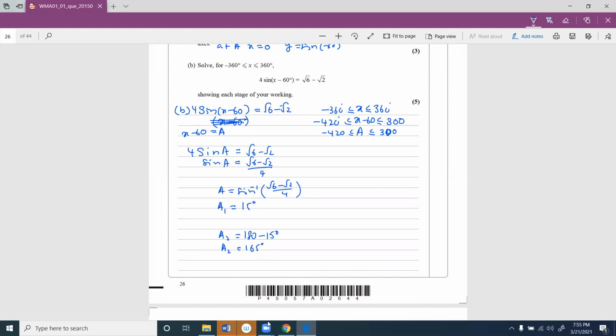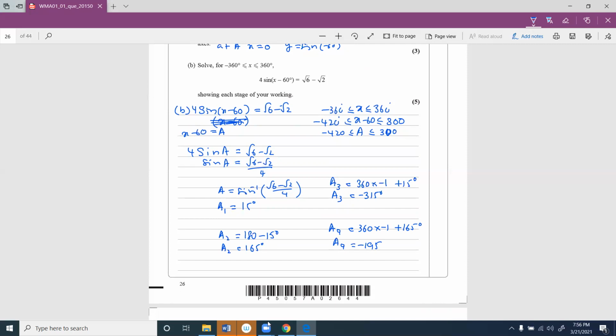Then again, we cannot go ahead with 360 plus because the answer stops at 360. For the negative range, we can find it by A3 is 360 times minus 1 plus the first angle. That is minus 345... that is minus 315, A3. Then A4 is 360 times minus 1 plus the second angle, 165. Minus 195. Then we will see whether up to minus 420 some kind of angle comes.